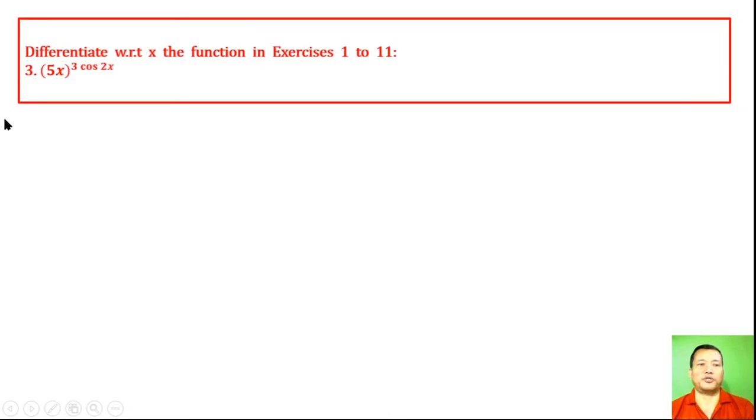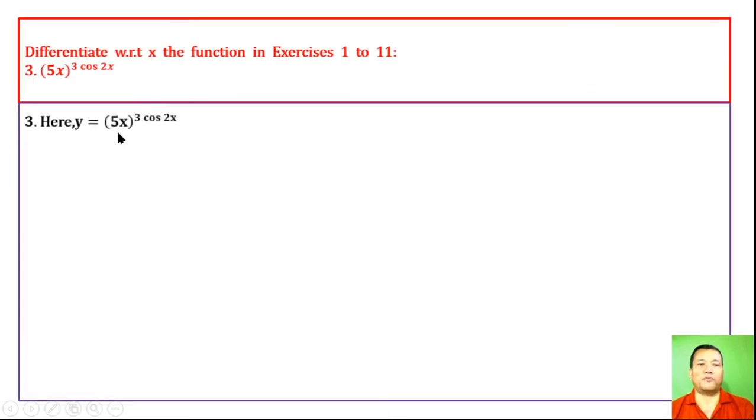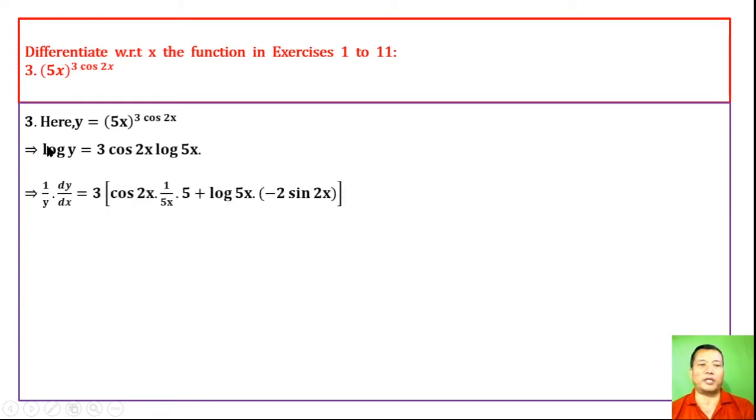For question number 3, here y is equal to 5x whole to the power 3 times of cos twice x. Here, taking log on both sides, we get log y equal to 3 cos of twice x times of log of 5x. Differentiating both sides with respect to x, we get 1 by y into dy by dx equal to 3, taking out common. And we have to apply product rule on right side.